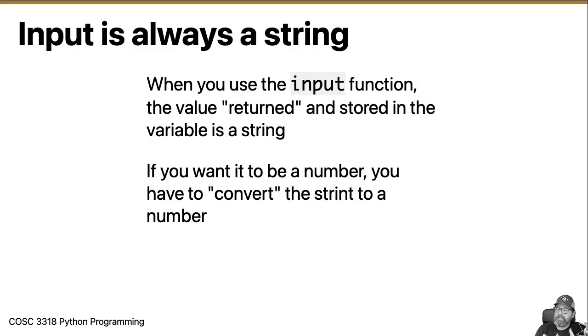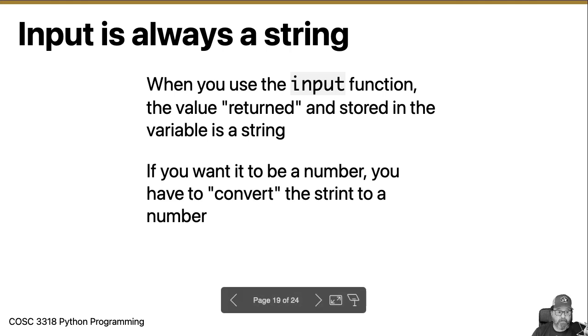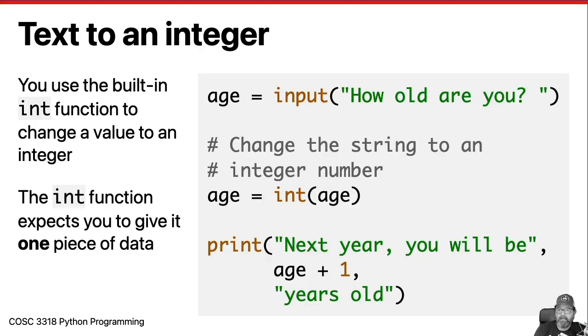One of the interesting things about the input function is you're always going to get a string. Even if you type in a number, like if it asks, how old are you? And you type in 3, it's still going to come back as a string with 3 inside it. And remember, strings and numbers aren't the same. So if we want to make a number so we can do math with it, then we have to convert it into a number. Here's a program that does that.